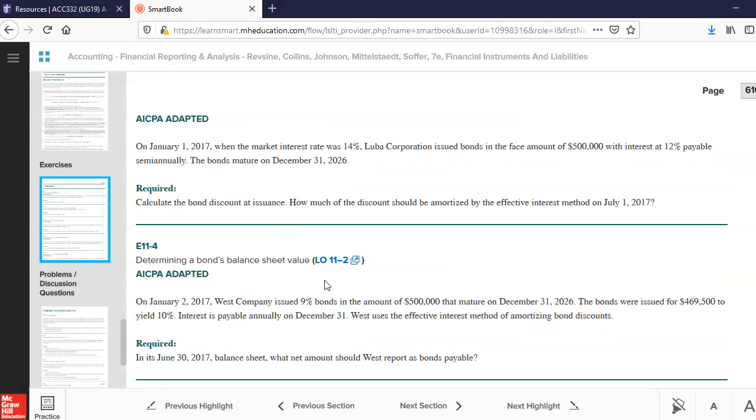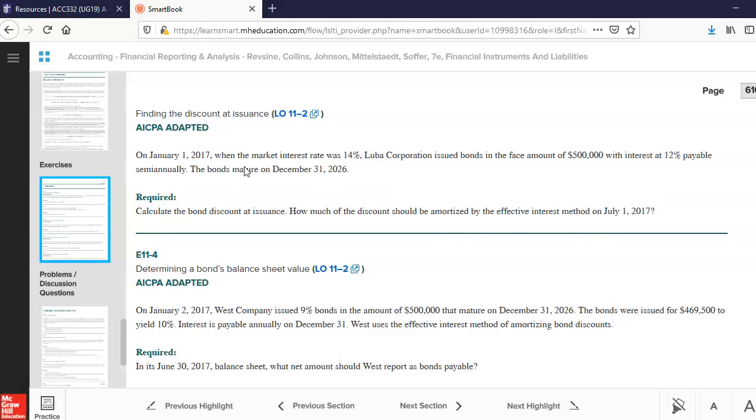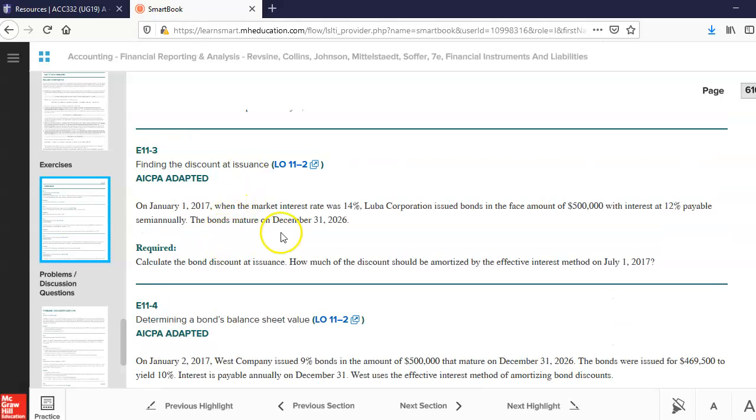Let's look at question 3. Question 3 says January 1 of 17. Now we have a new scenario. The market rate of interest was 14. Luba Corp issued bonds, face amount of 500,000, interest at 12%, payable semi-annually. The bonds mature December 31 of 16. And it says here, what's the bond discount at issuance and how much of the bond discount should be amortized by the effective interest method on July 1 of 17? Okay, so let's go ahead and do the calculation.